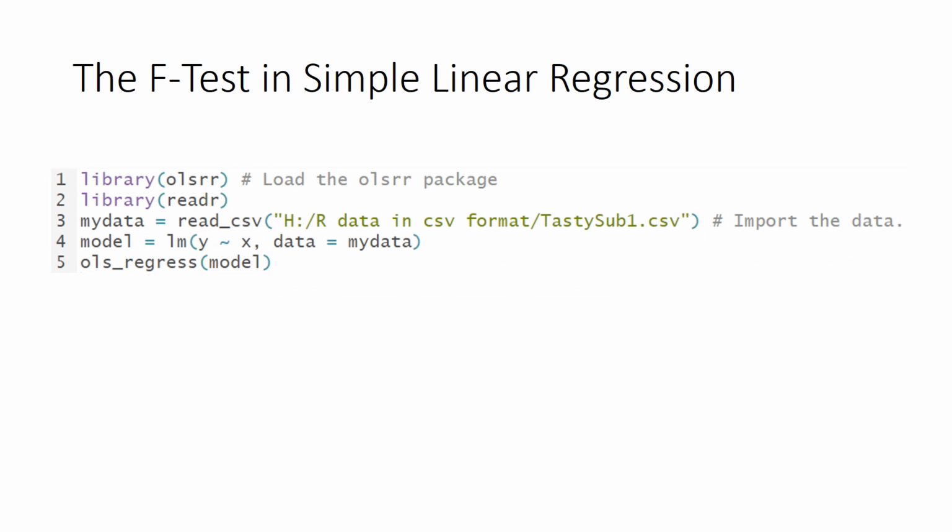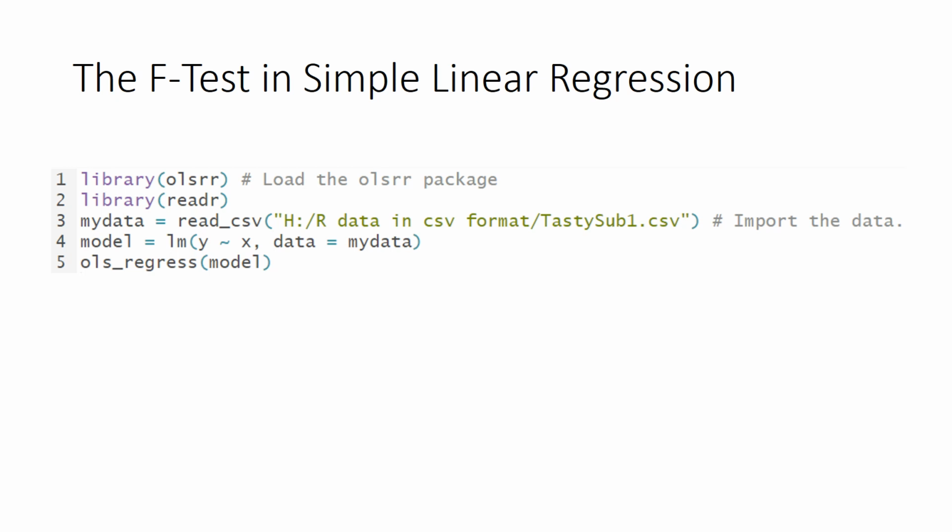This slide uses the olsrr package to perform the regression analysis. Line 1 loads the olsrr package. This package is not the only way to run regression, but it has some very nice regression tools. Lines 2 and 3 are used to import the TastySub1 dataset, and it's stored in an object named MyData. Line 4 uses the lm function to run the regression. By the way, lm stands for linear model. Open parenthesis y tilde x tells R that y is the dependent variable and x is the independent variable. The data equals MyData statement tells R where to find the data. The whole regression analysis is stored in an object named model.